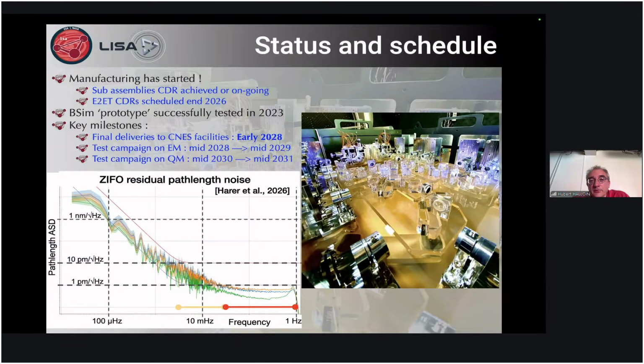So basically all the test benches and infrastructure shall be delivered to CNES in Toulouse about early 2028 for a test campaign on the engineering model starting, let's say, mid-2028 to mid-2029, and the test on the qualification models of the metrology system from 2030 to 2031.